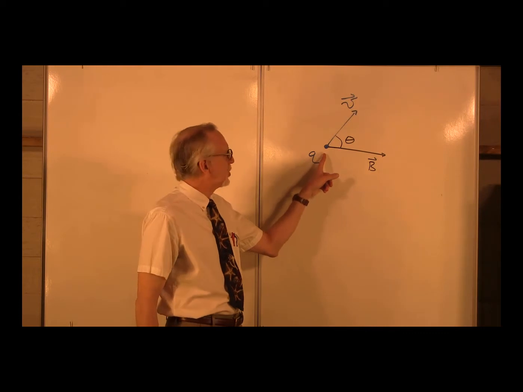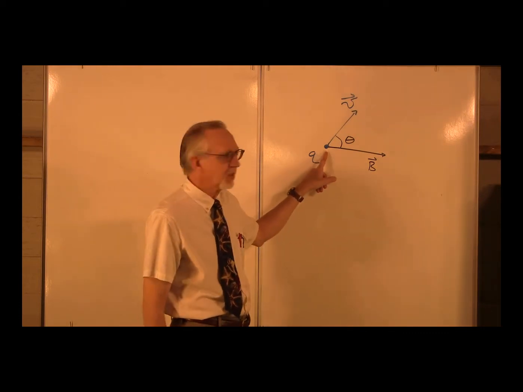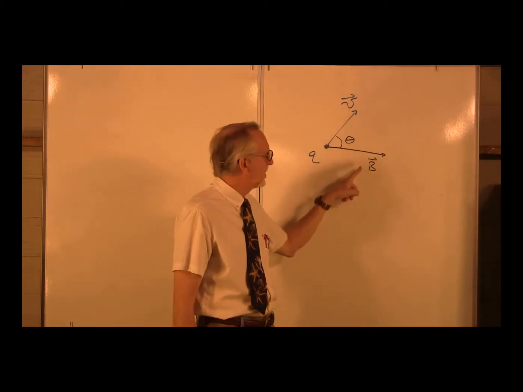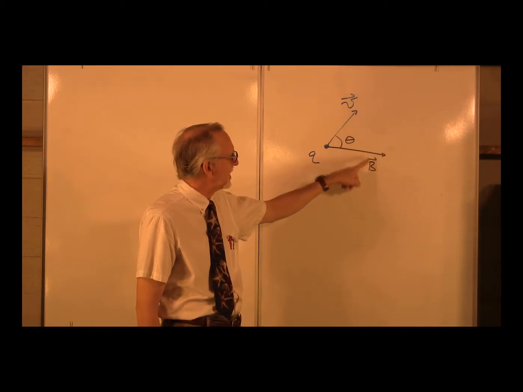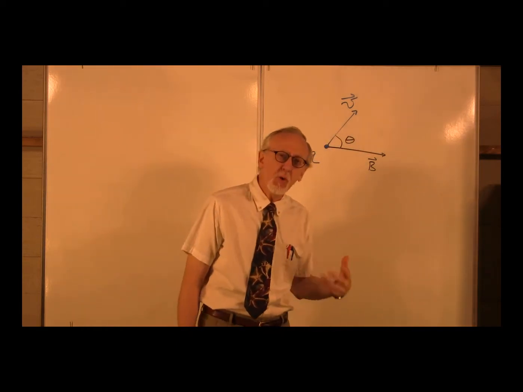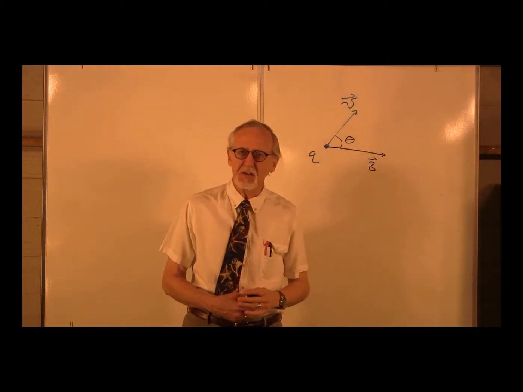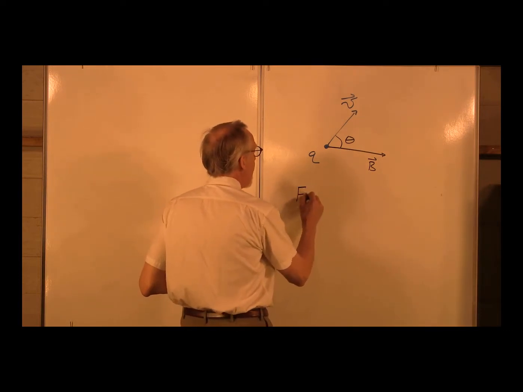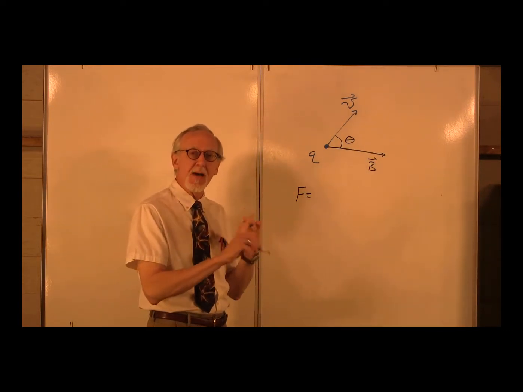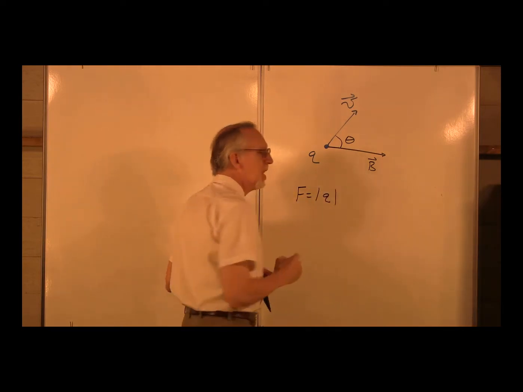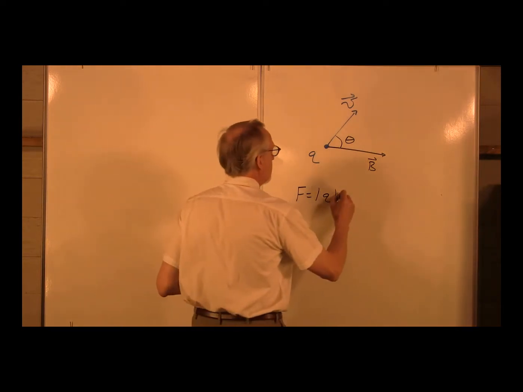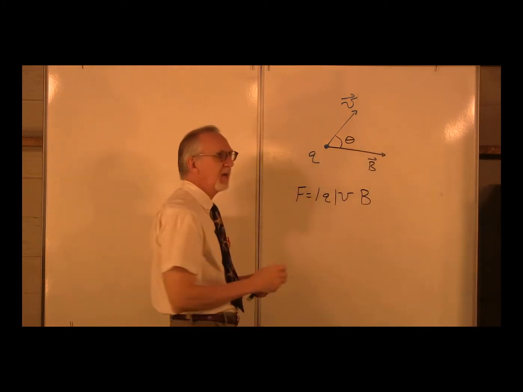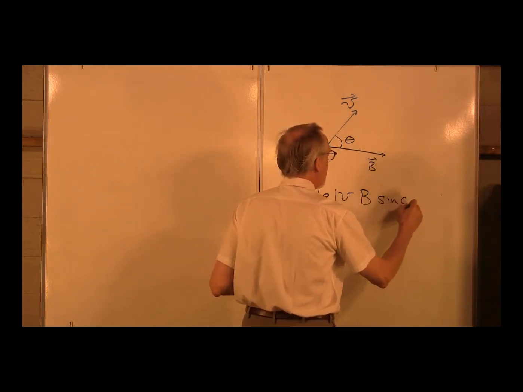Let's imagine we've got some charge Q, and let's assume it's a positive charge for the moment, that's moving at some velocity v in a magnetic field, and let's assume the magnetic field is in some direction like this, so that there's an angle of theta between the velocity vector and the magnetic field. We know then that there is a force acting on the charge. The magnitude of that force is given by the magnitude of Q times the magnitude of the velocity times the magnitude of the magnetic field, QVB, times sine of theta.